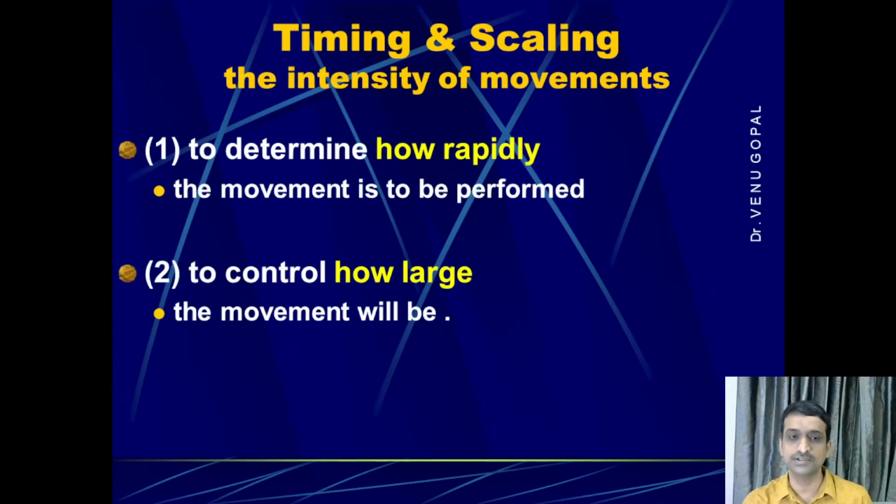Then in addition to these basic circuits, we have other functions of basal ganglia like timing and scaling. For example, the first is how best we can do the motor activity in terms of time. That is to determine how rapidly or how slowly the movement has to be performed. Then the second thing is about intensity, or how large you are doing a movement or how weak you are doing a movement. This can be adjusted according to the complex goal, so timing and scaling is also a function of basal ganglia.